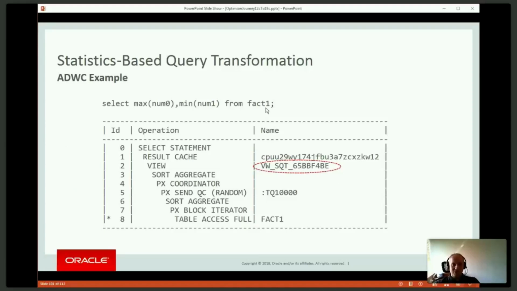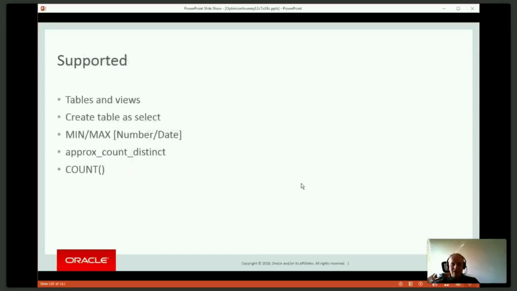So if you take a look at ADWC and try these types of queries, you'll see this transformation in place, and this is what you look for. So essentially this tells you that you have the potential to use these statistics-based query transformations. My recommendation regarding this, again, is to go to the Optimizer blog. I talk a little bit more about this and have some specific examples of how it works, okay? These are the kind of things that are supported: tables and views, CTAS, and approximate count distinct is supported, count star, min, max for number and date, okay?